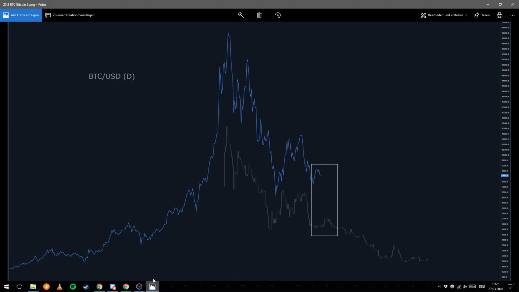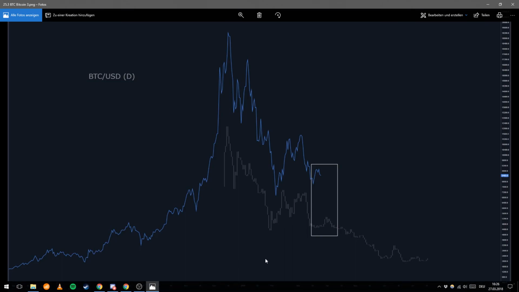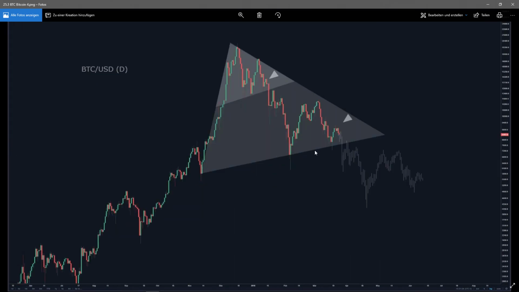Let's go back. You can see again we have this crazy crash down, then a pump and a double top again, and then this little sideways movement and a little bit upside, and then it goes down slowly and steadily. Here is another one which I've also posted on Twitter.